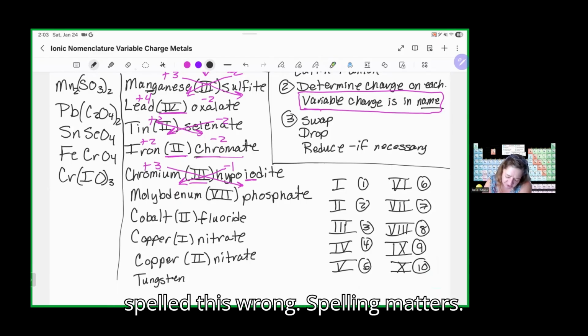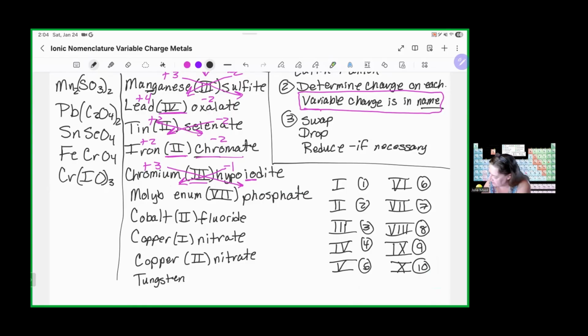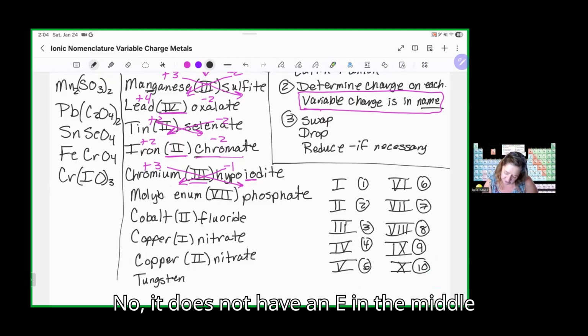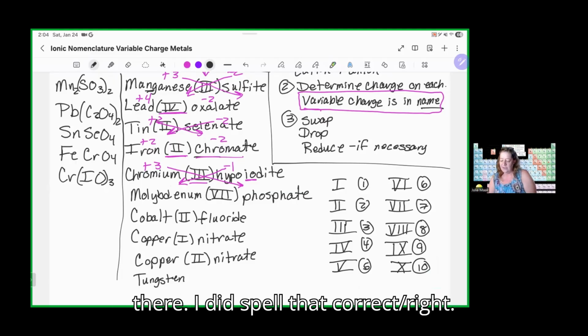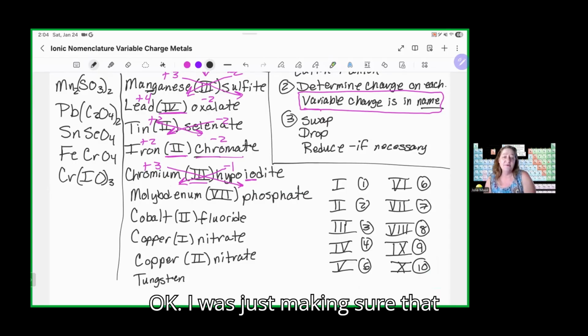I spelled this wrong. Spelling matters. Molybdenum. There should be... is there an E? Hold on. Molybdenum. Nope, it does not have an E in the middle there. I did spell that right. Okay, molybdenum. I was just making sure that's a U and not an I.